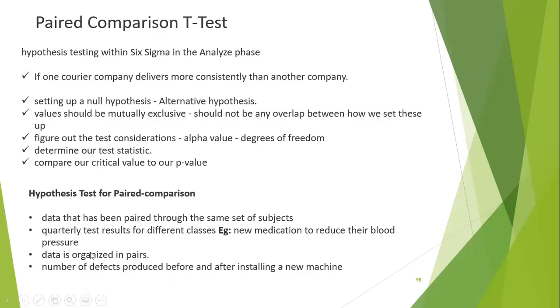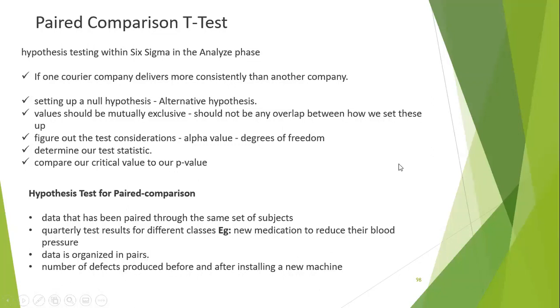For example, I'll take one scenario. We want to take quarterly test results for a different class, testing a new medication to reduce blood pressure. We take two sets of people and want to understand whether the blood pressure is reducing based on the medication we are giving them. Here the link is the people and their blood pressure, which is a paired comparison based on the new medication being tested, right? So there should be two sets of data to compare, and the data should be organized in pairs.